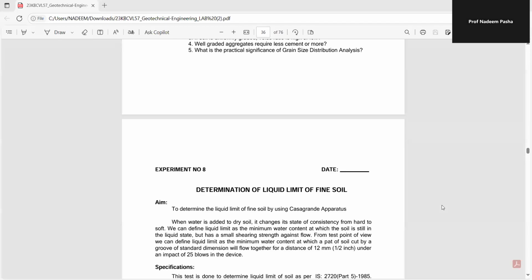So the next experiment is the determination of liquid limit of fine soil. It is experiment number 8: to determine the liquid limit of soil by using the Casagrande apparatus. When water is added to a dry soil, it changes its state of consistency from hard to soft. This is a natural phenomenon. If soil is hard and you add water to it, it will change its state from hard to soft. We can define liquid limit as the minimum.